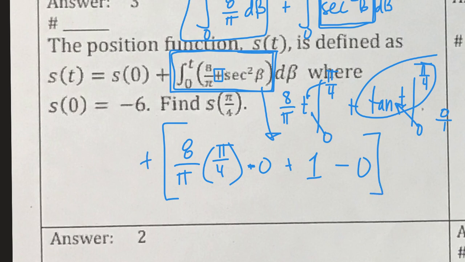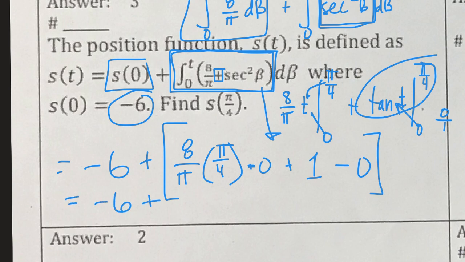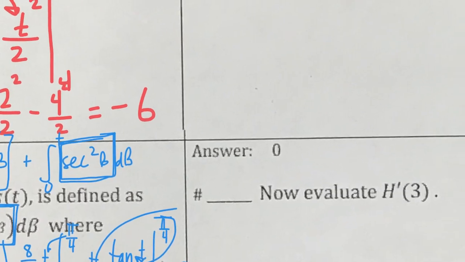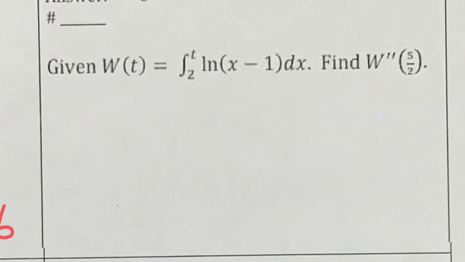Plus we have to add our initial position of negative 6, because s is the initial position plus my integral. So let's see what I can do here. I have negative 6 plus 8 over pi times pi over 4 is just 2, plus 1, because all these zeros are gone. Negative 6 plus 2 plus 1 is negative 3. Okay, and that takes us up here.